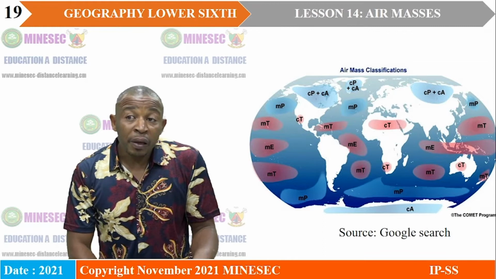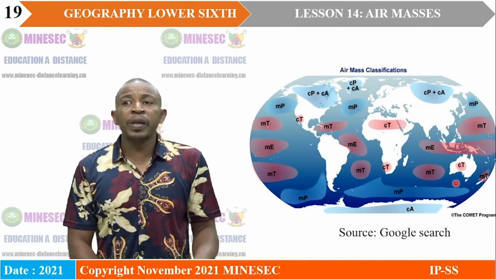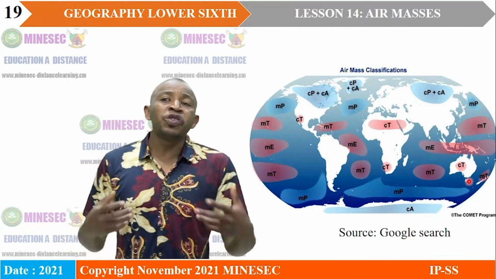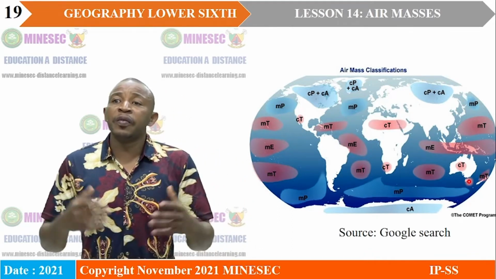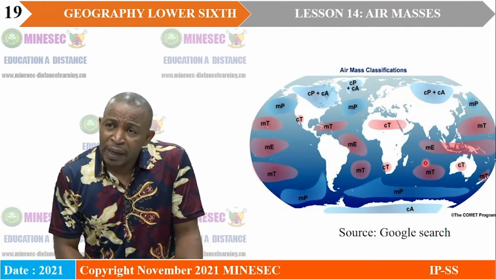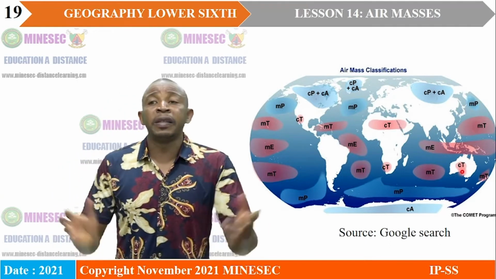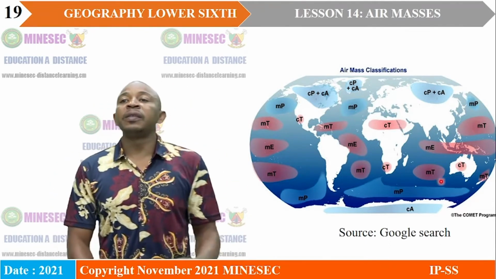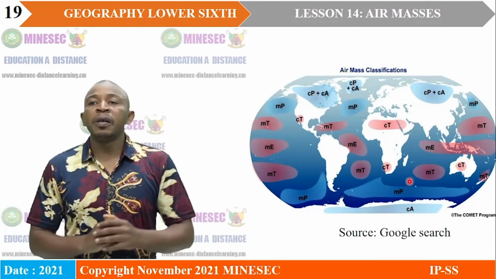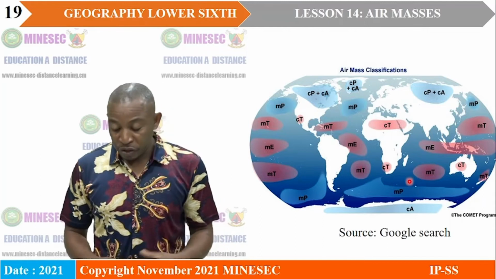Then, here within Australia, we see that we have continental tropical. This continental tropical, we have said, is usually very dry and hot. And that is what explains the formation of the desert here, the Great Australian Desert. So we can see that these winds can have devastating effects on the environment, as we are going to see.